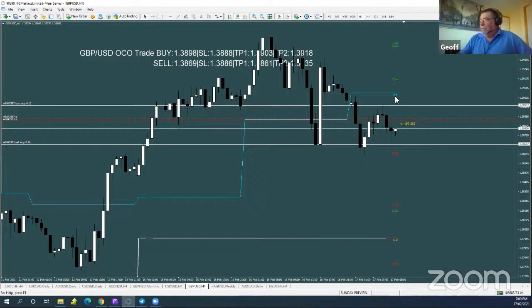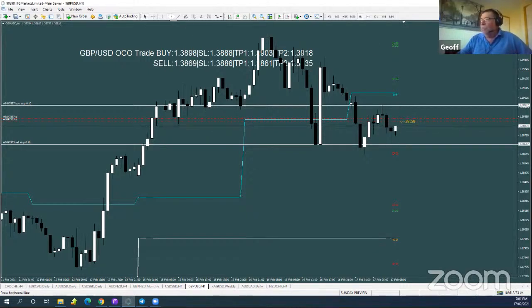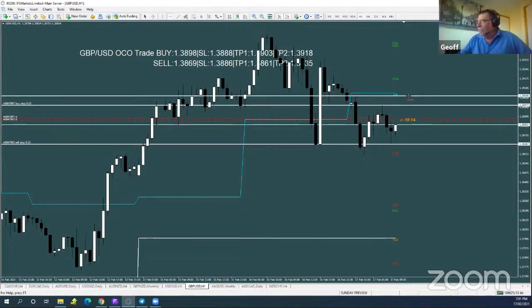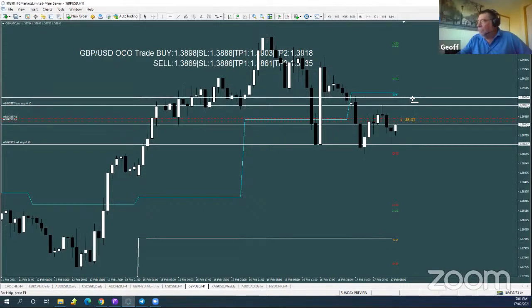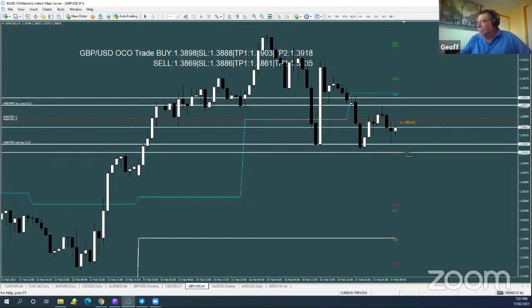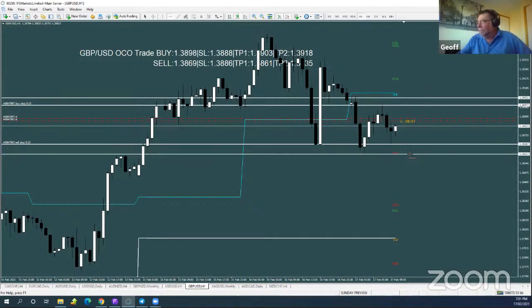Righto, so there are our entry levels, guys. And TP1 on the long, 1.3903 should be well in front. Yeah, there. So that's all good. TP1 on the short, 1.3861, which is just on DS1, I think. Pretty close. All right, so they're the levels that we need first up.